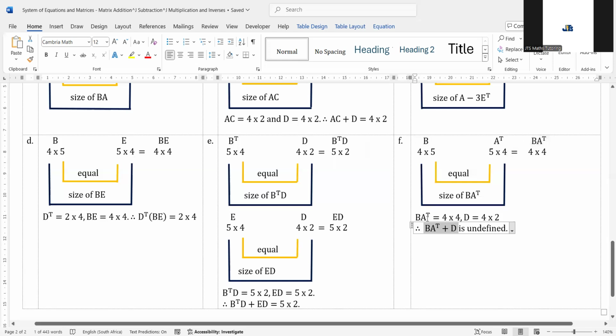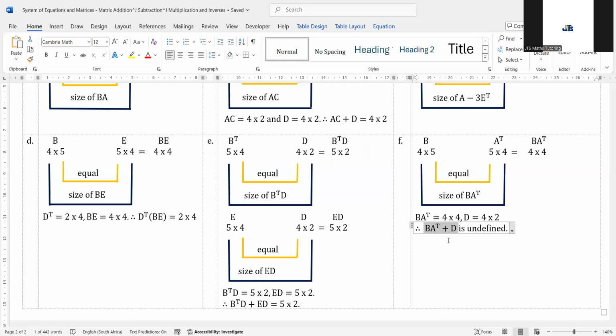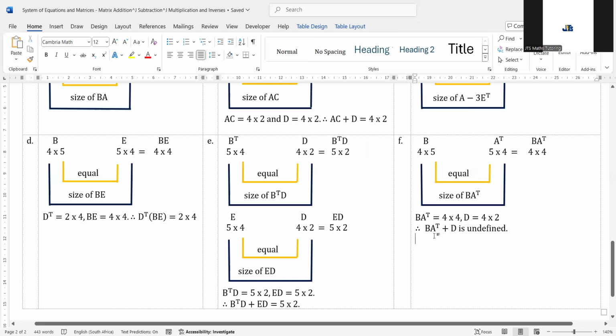Now, B A transpose is a 4x4 matrix. We know that D is a 4x2 matrix, and we want to add these two together. That is not going to be possible because we can only add two matrices if and only if they're of the same size. So at the end of the day, we conclude that BA transpose plus D is undefined.